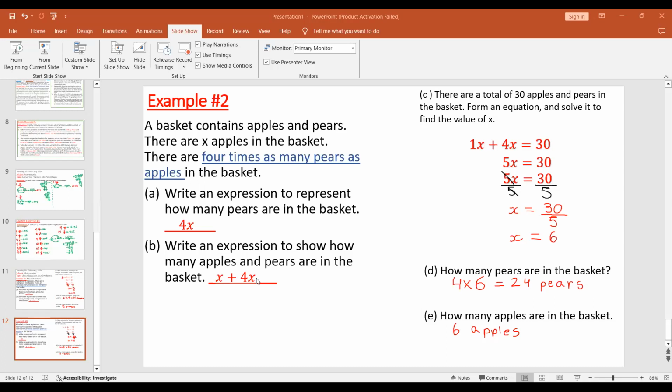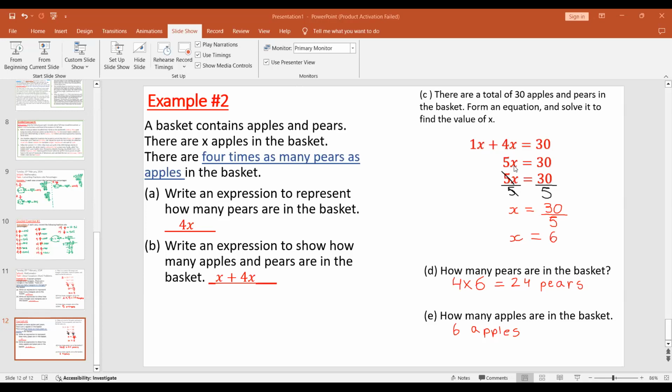Okay, and then C says there are a total of 30 apples and pears in the basket. Form an equation and solve it to find the value of X. With X, I heard you say that X would automatically be equal to 1. So we put 1 and then X behind it, plus 1 times the 4X, and that equals 30. Then we go down the next line and add the 1 and the 4, which is 5X now, and 5X equals 30.